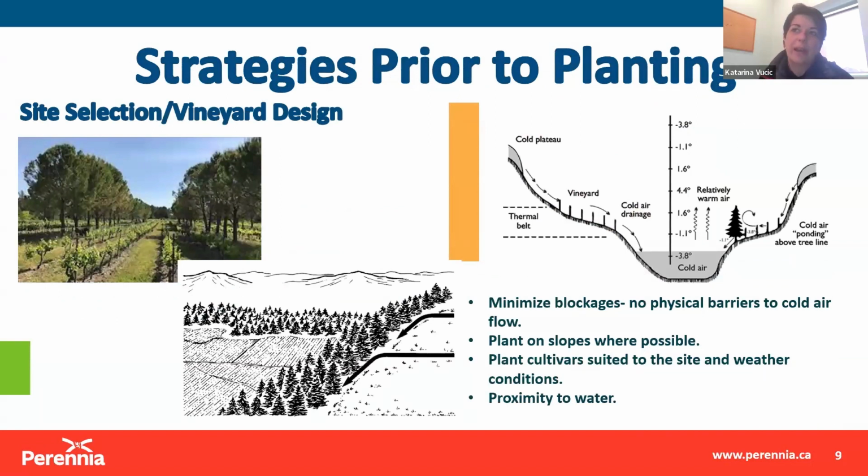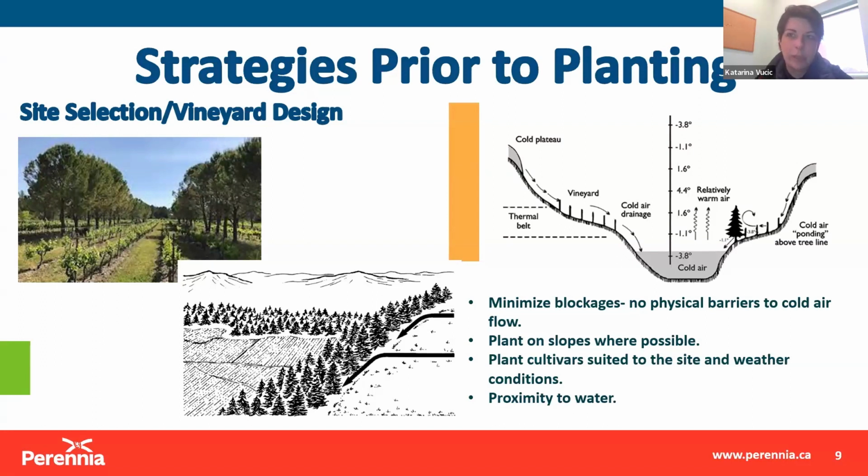So, strategies prior to planting. We talk about site selection, sloped vineyards, remembering that cold air sinks, of course, and pools in low-lying areas. Generally speaking, depending on how deep the slope is, at the top of the slope and at the bottom of the slope is where the vine is a little bit more at risk. In the middle of the slope, because you do have some protection, it'll be generally more protected, so less damage.